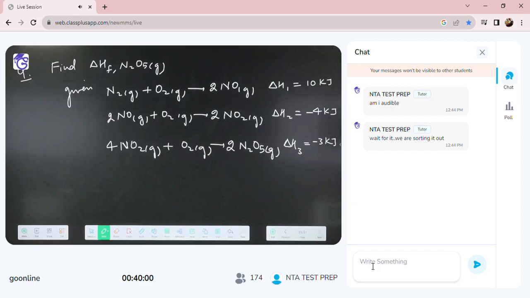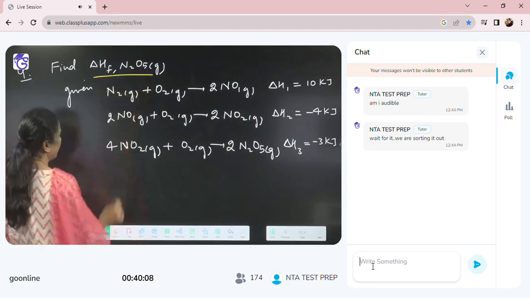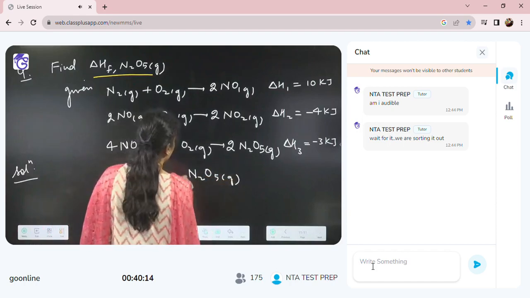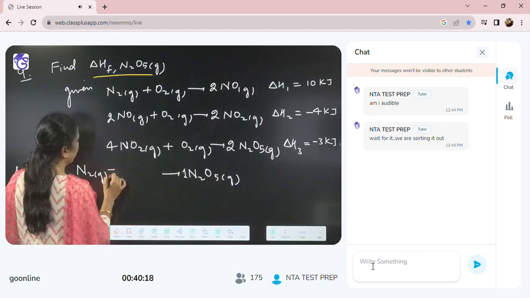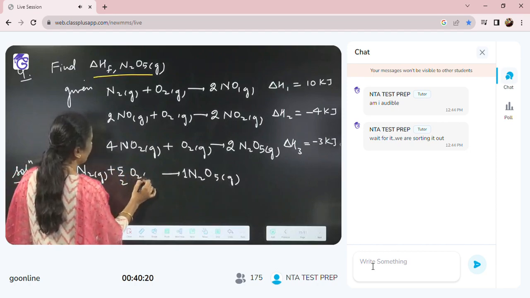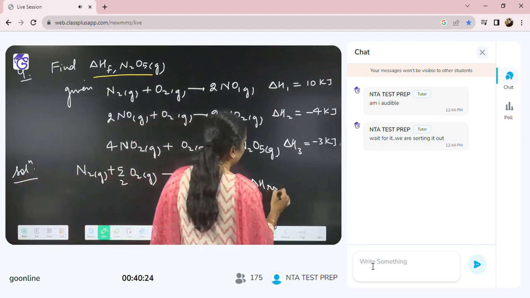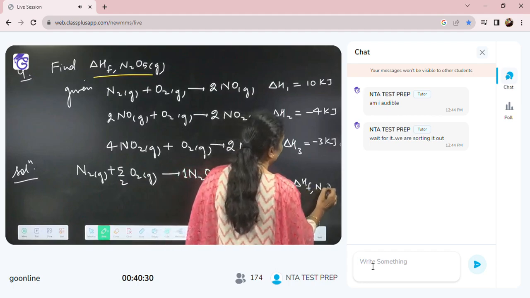Yes, Manas, correct. Now see here, I'm going to write down the target reaction. Your target reaction is the enthalpy of formation. That means for N2O5 in the gaseous form, you should be forming 1 mole of it from its constituent elements in standard state. So it will be 5/2 O2 gas, right? Now for this reaction, you have to find out delta H, and this reaction is representing the formation of N2O5 gas.